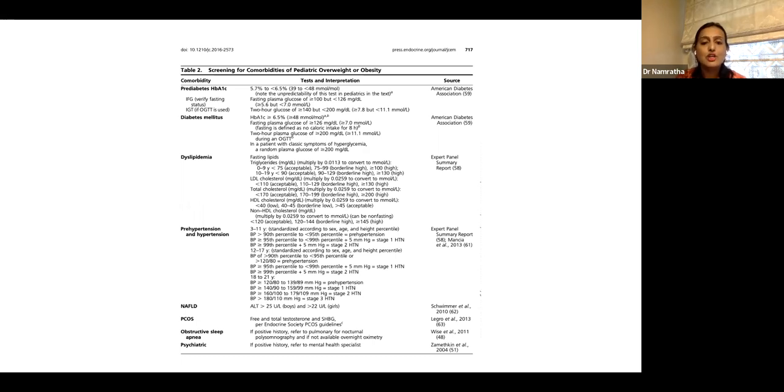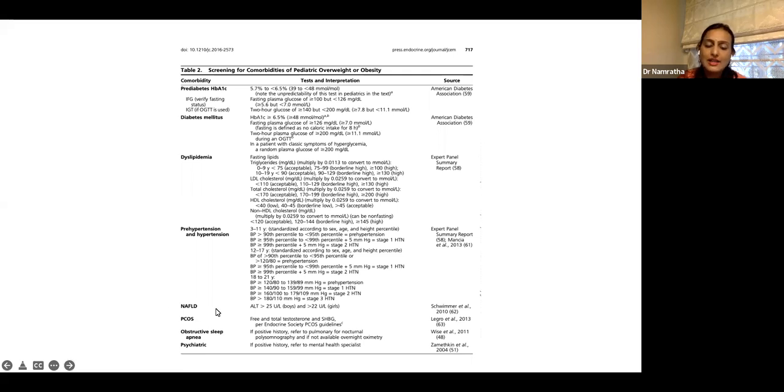Any values which are more than the cutoffs will have to be managed as per the specific protocol for management of dyslipidemia. Pre-hypertension and hypertension is one of the other important comorbidities. All children above 3 years of age must have their blood pressure checked at a routine OP visit. A blood pressure between the 90th to 95th percentile is regarded as pre-hypertension, and anything more than the 95th percentile is hypertension. Appropriate pharmacological or non-pharmacological interventions will have to be made based on the blood pressure.